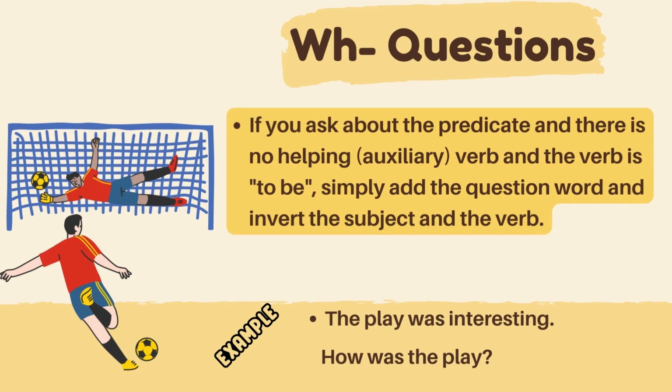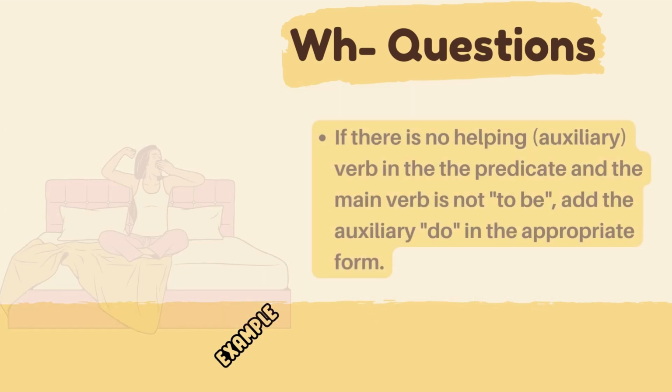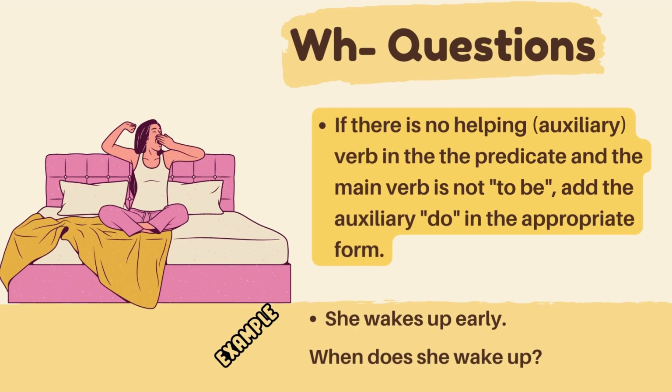If you ask about the predicate and there is no helping, auxiliary verb and the verb is to be, simply add the question word and invert the subject and the verb. For example, the play was interesting. How was the play?